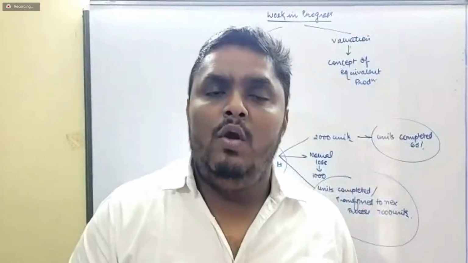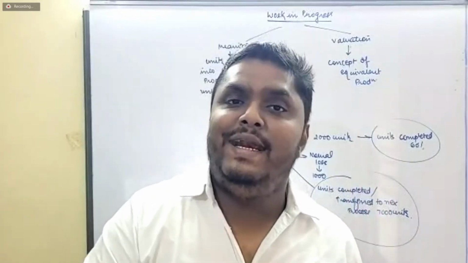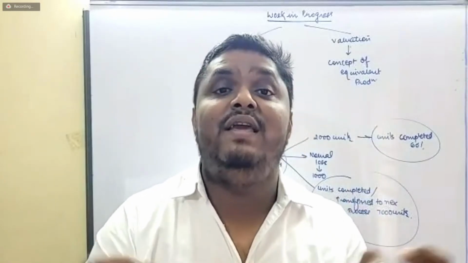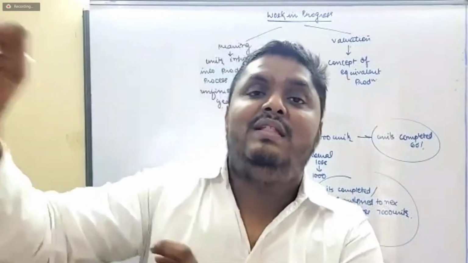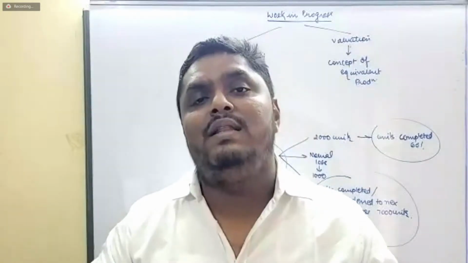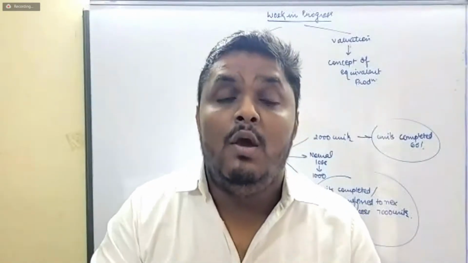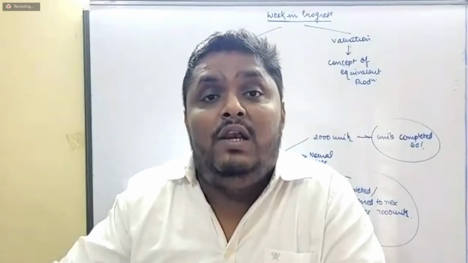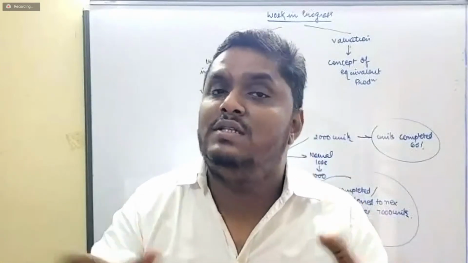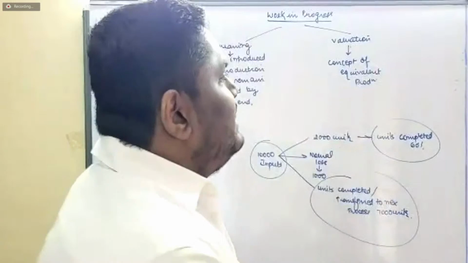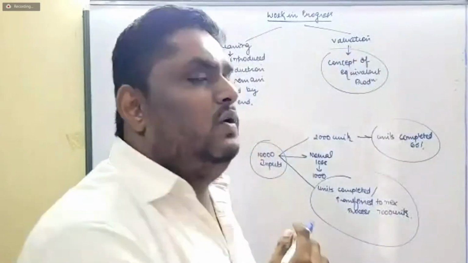I repeat again, when talking in quantitative terms, we can easily identify how many units are in process, how many units are 50% complete, how many units are 80% complete. But when talking about what will be the value of these units that are still in process, it's a bit tricky task. So herein the concept of equivalent production comes into picture.